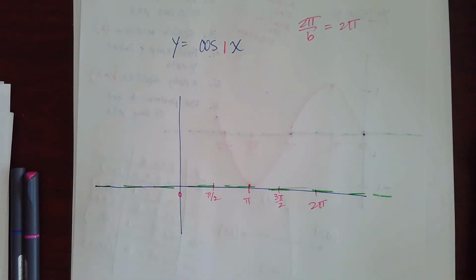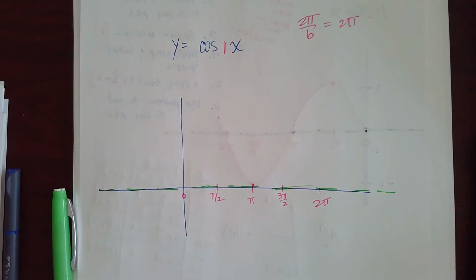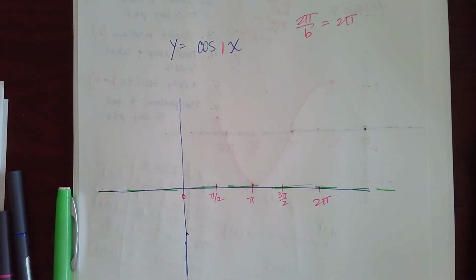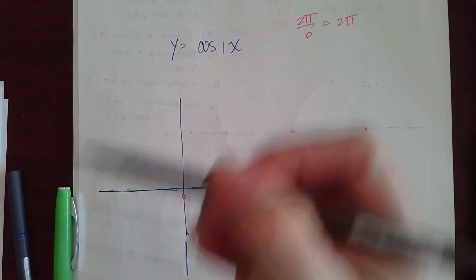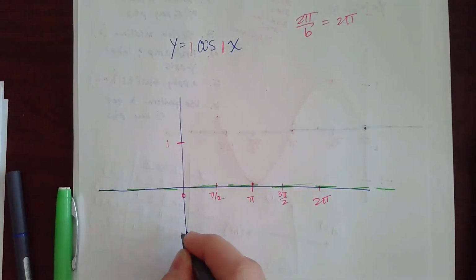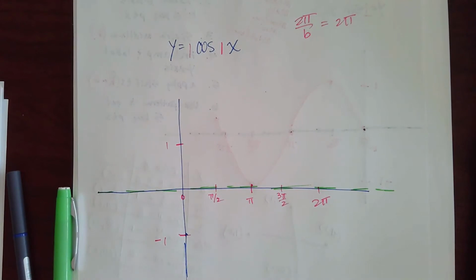So that's going to be at 0. And then we're going to use our amplitude and figure out the min and the max. Our amplitude is our a value. In this case, it's 1 again, just like it was with sine. So I'm going to put 1 and negative 1.